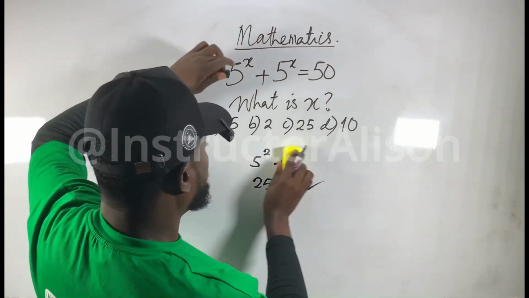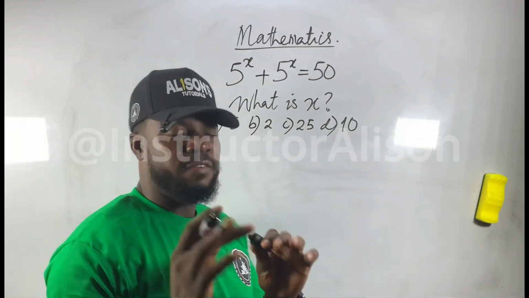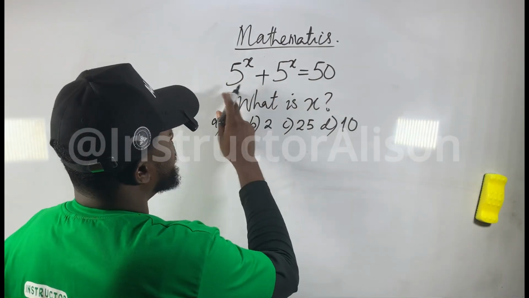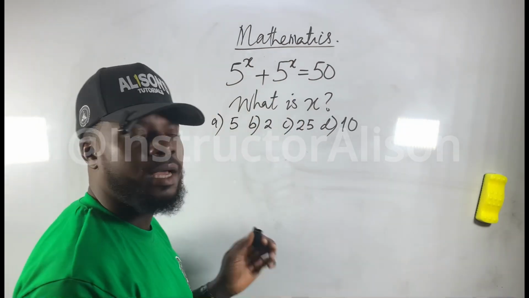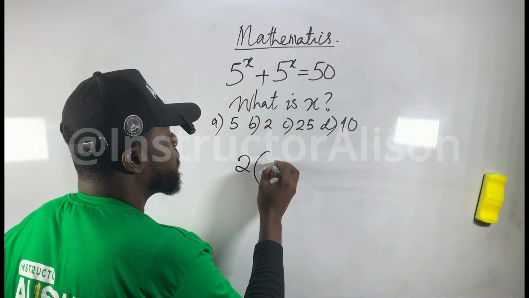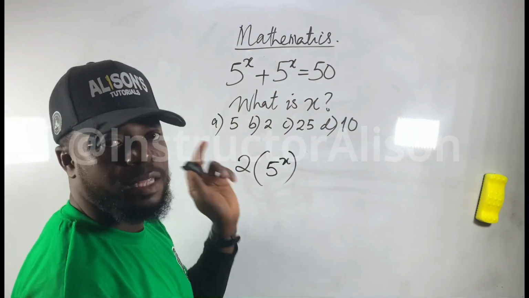But how I want to solve this problem to get this answer? Now we know say the option na 2. How I want to solve am? E dey very simple. You go ask yourself, how many 5 wey there? 5 to the power of x. These 2 resemble. How many of them dey there? Are just 2. 2 5 to the power of x, na we get.